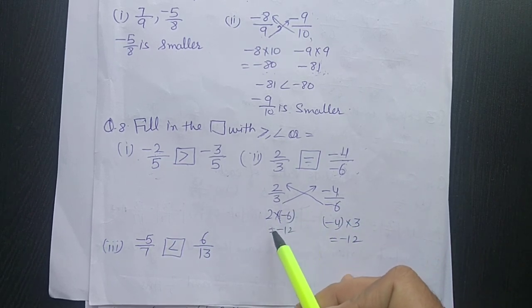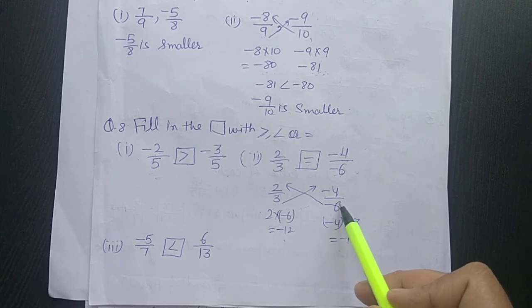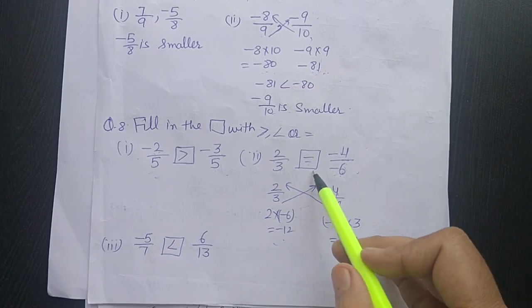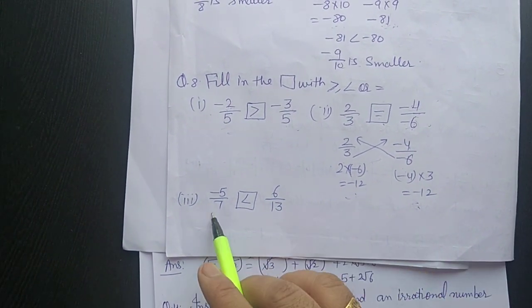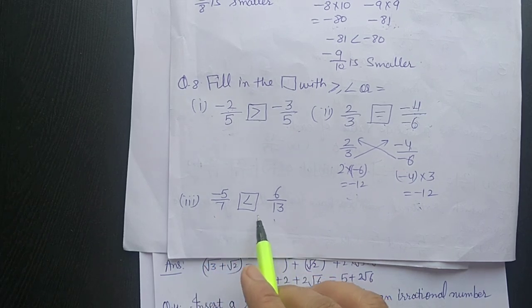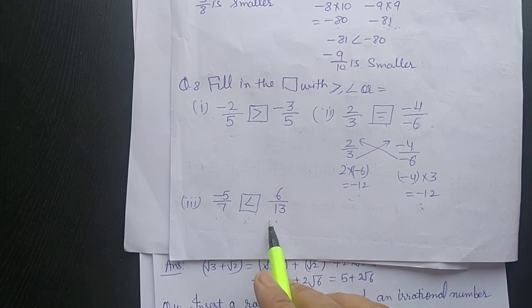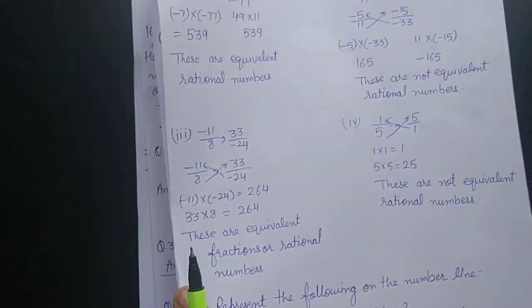Minus 6 multiplied by 2 will give you minus 12. Here 3 multiplied by minus 4 will also give you minus 12. So both numbers are equal, then we will put the equal sign. Here also, this one is negative, this one is positive, so the negative number will be the smaller. Put the smaller sign here. Other parts you can try by yourself.